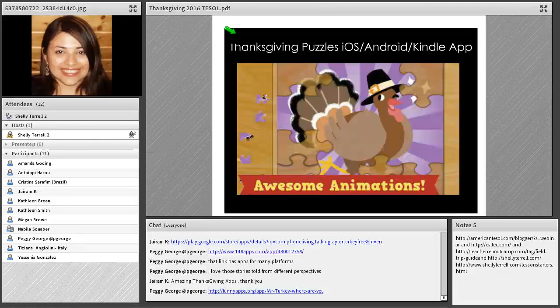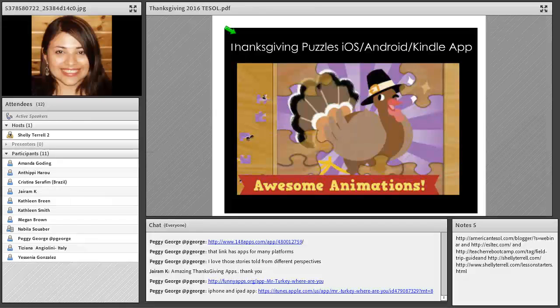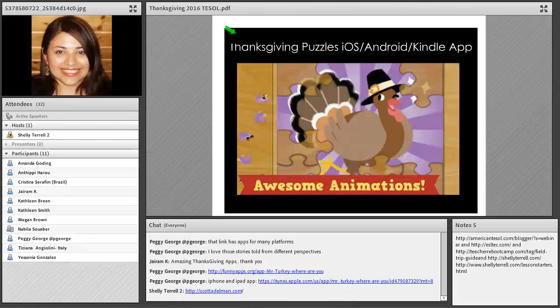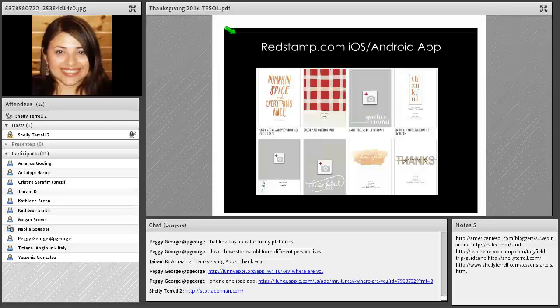One of the great things that I really like is the actual company itself. This company in general has tons of free apps. It's Scott Alderman, and he has so many free apps for very young learners. You can find apps for 4-year-olds, 5-year-olds, 6-year-olds, 7, and I find a lot of times it's hard to find digital resources for that age group.